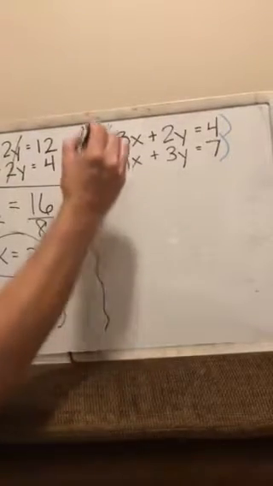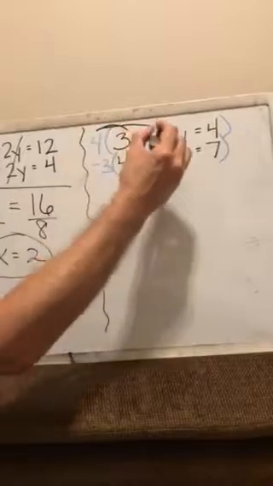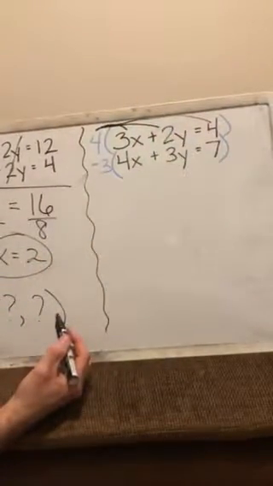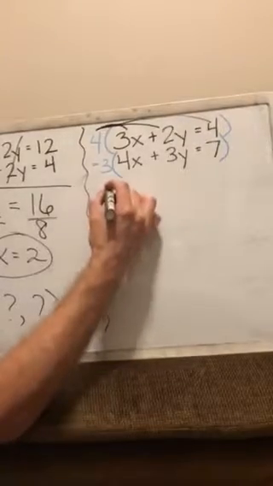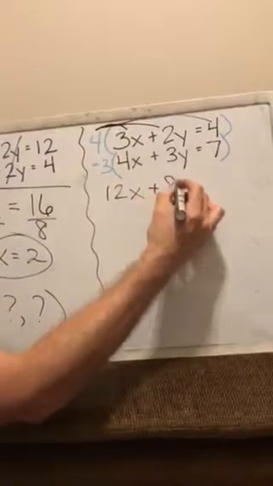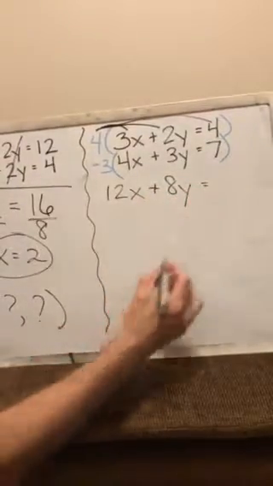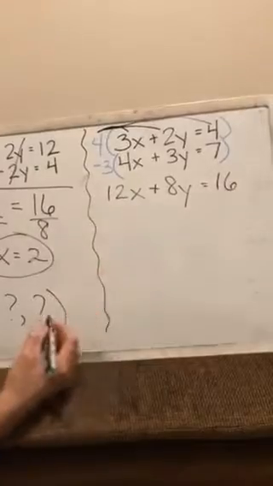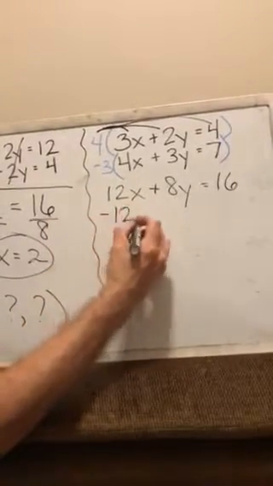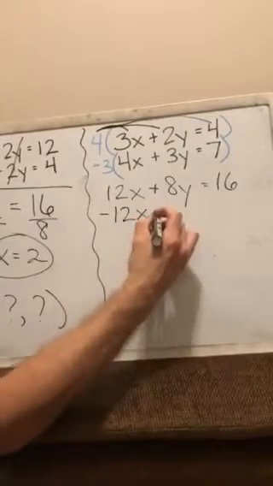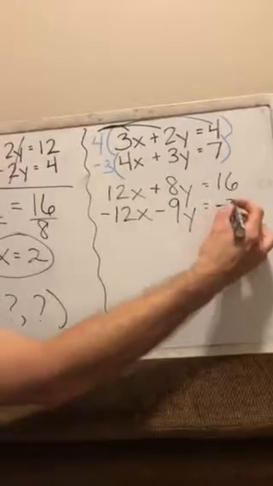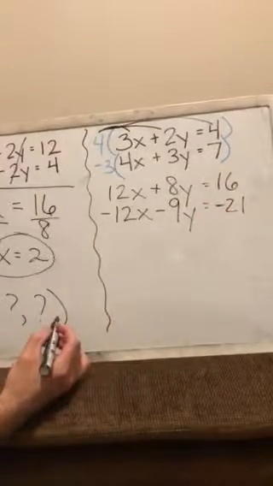Now you want to make sure you distribute that 4 in the first equation to each number. That's a common mistake, to forget to do that. So your new first equation would be 12x plus 8y, and that would equal 16. Your new second equation would be negative 12x minus 9y, and that's got to equal negative 21.